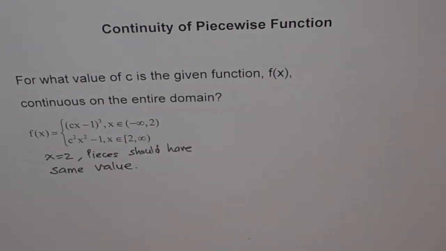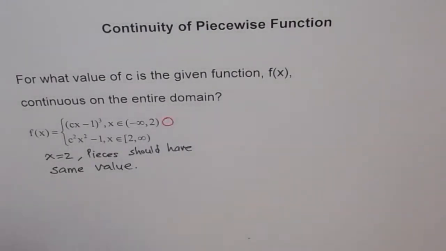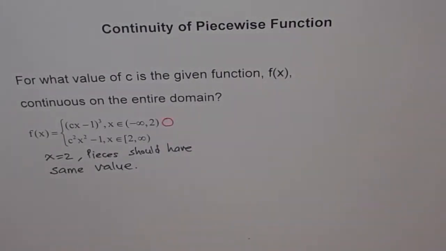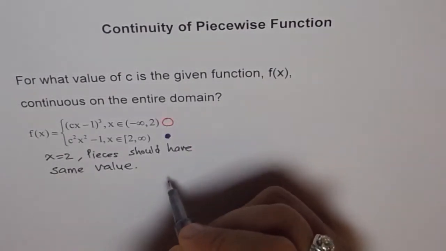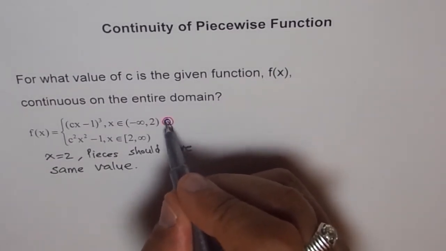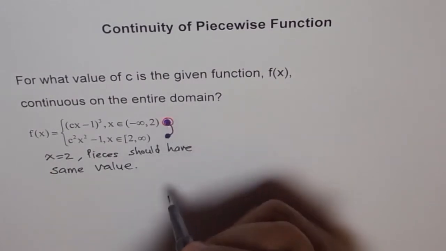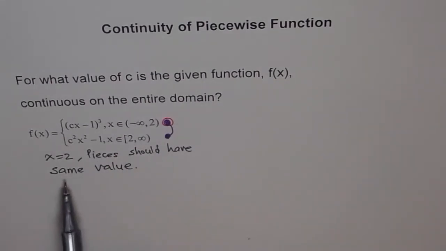As you can see, what really happens is this part includes 2, and this part doesn't include it. So this part gives you a hole, and the other part gives you the starting point. If these two points are separate, then they are not continuous. But if this part joins in at exactly the same place where you have the hole, then it becomes continuous. That's what we mean when we say the pieces should have the same value at x equals to 2, correct?